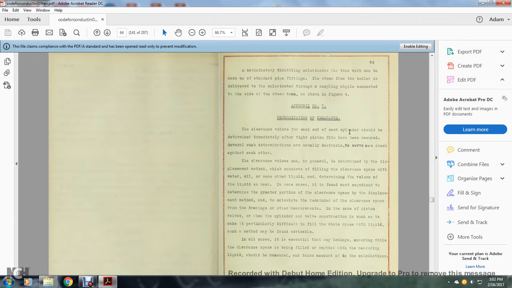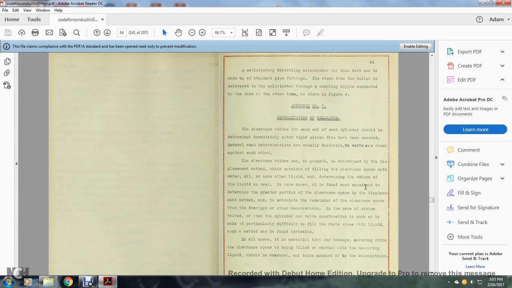The clearance volume at each end of the cylinder should be determined immediately after the tight piston fit has been secured. Several such determinations are desirable to serve as a check on each other. Clearance volume can in general be determined by the displacement method, which consists of filling the clearance space with water or oil or some other liquid and determining the volume of liquid used.